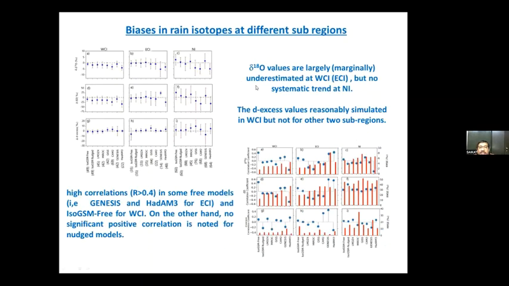If you see the del 18 values, these are the mean values. The mean biases, that is the model minus observed isotope values, are plotted for the different subregions, and this is their correlation. One can see the del 18 values are largely or marginally underestimated in the west coast for all the models, but there is no systematic trend we found for northern India. High correlation is found only for limited models. Otherwise, the correlations between observation and model are generally low.